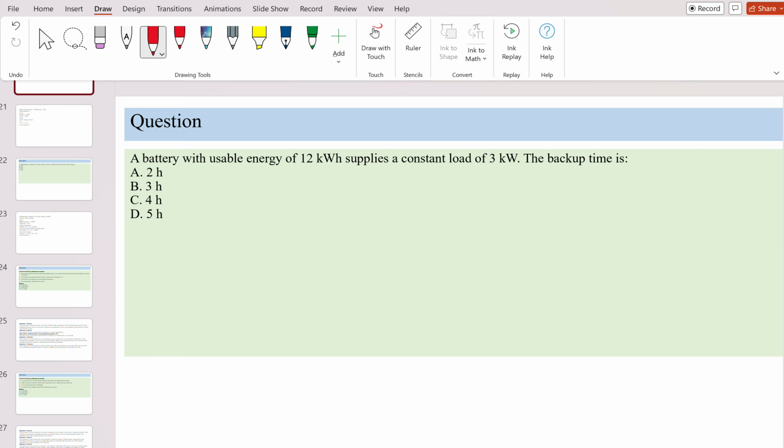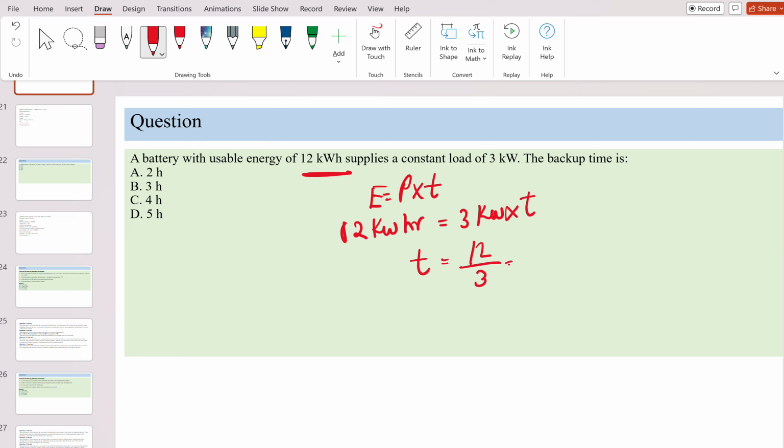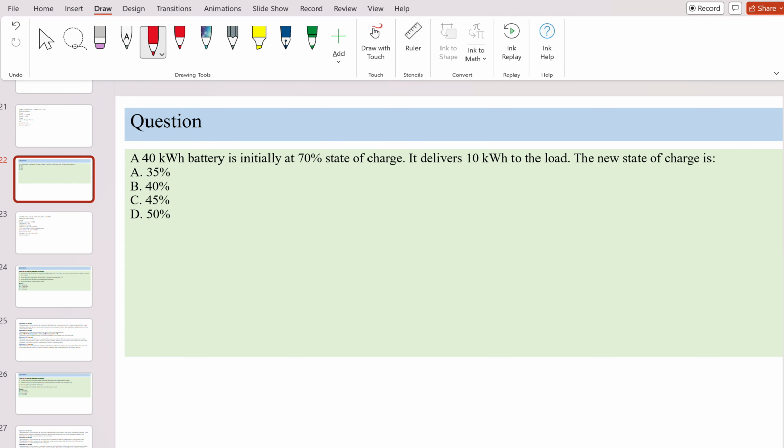Okay, that's correct. When you have a 12 kilowatt hour capacity battery, energy is basically power multiplied by time. Energy is given 12 kilowatt hour, power is given 3 kilowatt. So time you can calculate. Time is basically 12 divided by 3. This is basically 4 hours. So the backup time is basically 4 hours. So option C is actually correct. Okay, let's move further. Try to solve this.